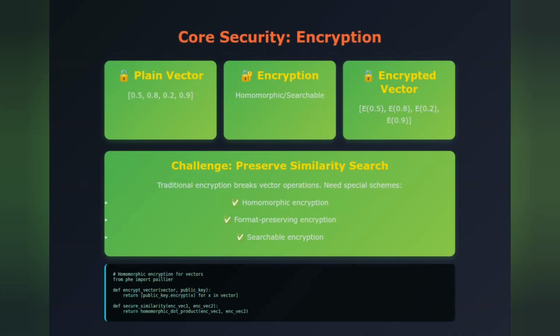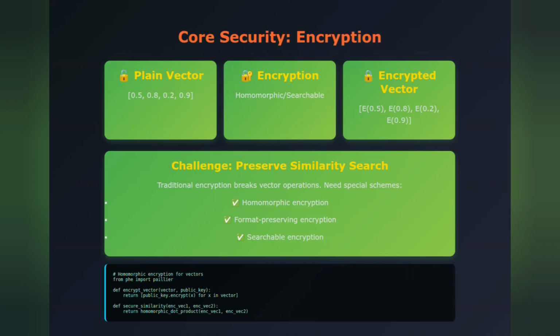All right, enough doom and gloom. Let's talk solutions. We'll cover 5 core security measures that every vector database implementation needs. First and most fundamental, encryption. But vector databases need special consideration because traditional encryption breaks similarity search. You need encryption that preserves vector operations.